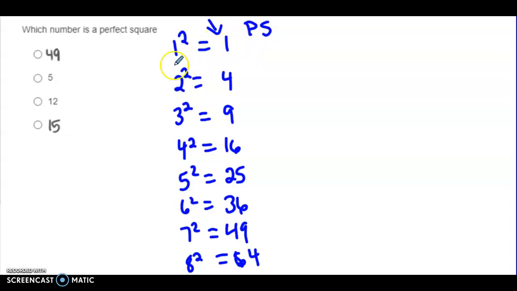So if I'm looking at my list of perfect squares, 5 is not a perfect square because if you take the square root of 5, it's going to give you some irrational decimal. 12 is not a perfect square because it would equal some irrational decimal. 15 is not a perfect square, but the square root of 49 equals 7, which is a nice whole number, which means it is a perfect square.